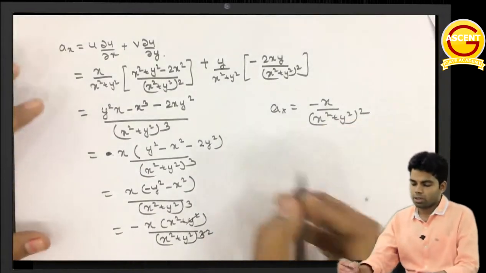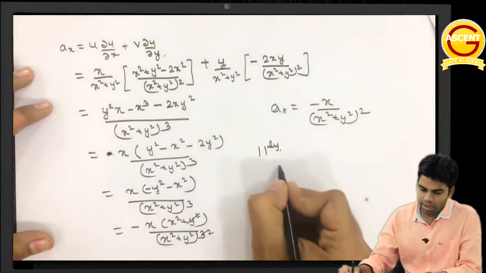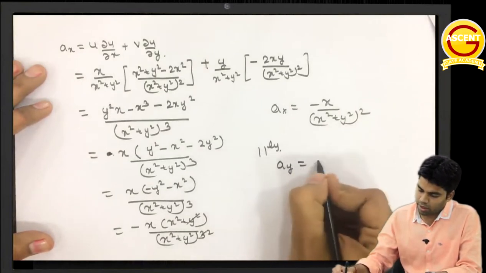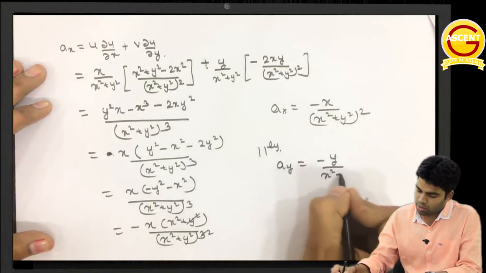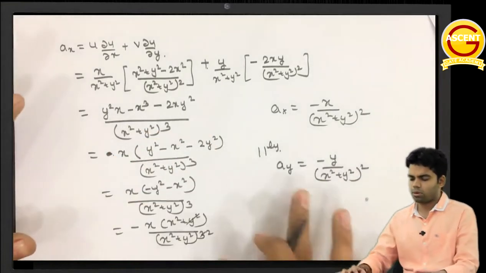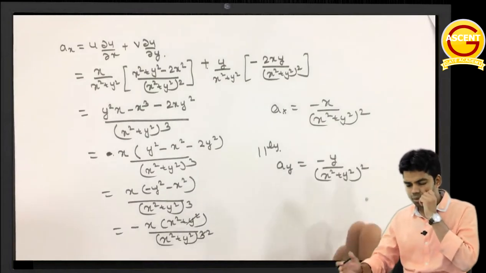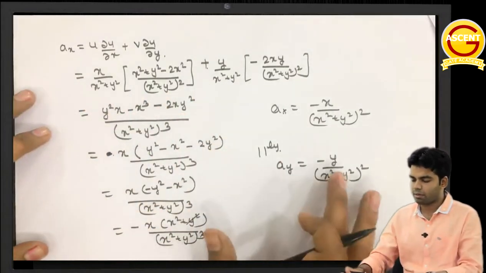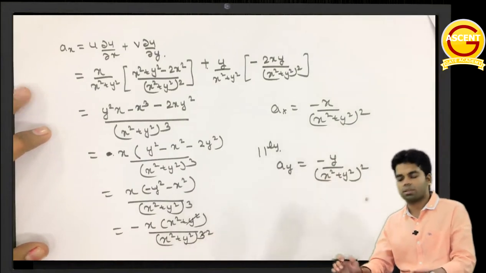Getting this or not? Similarly you can solve it for ay also, and for this ay you will get minus y upon (x square plus y square) whole square. By the same method you can solve it for ay, and in fact there is no need to solve because almost all the terms are the same, so you can directly write ay is equal to minus y upon (x square plus y square) whole square.